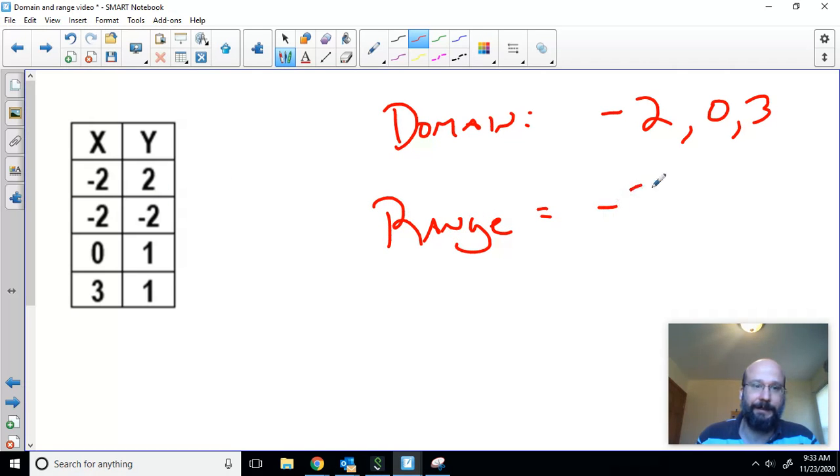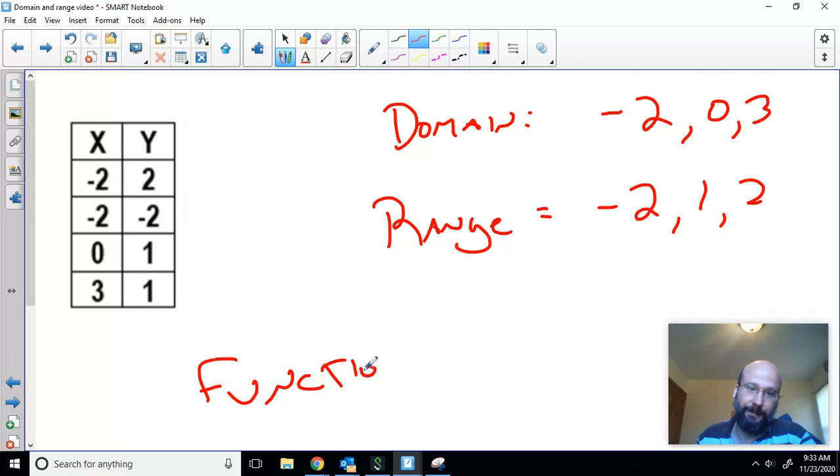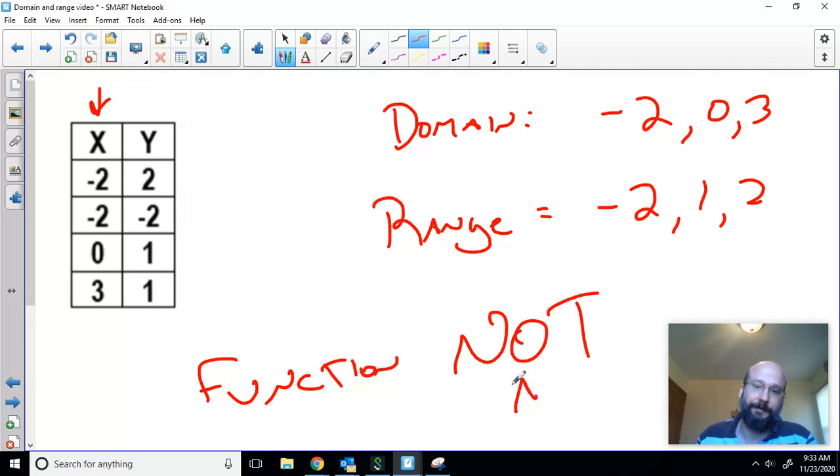So all I'm going to write is -2, 1, 2. Again, I didn't write any number twice. And again, just like the last one, -2 repeats as an x, so that's not a function. Not a function.